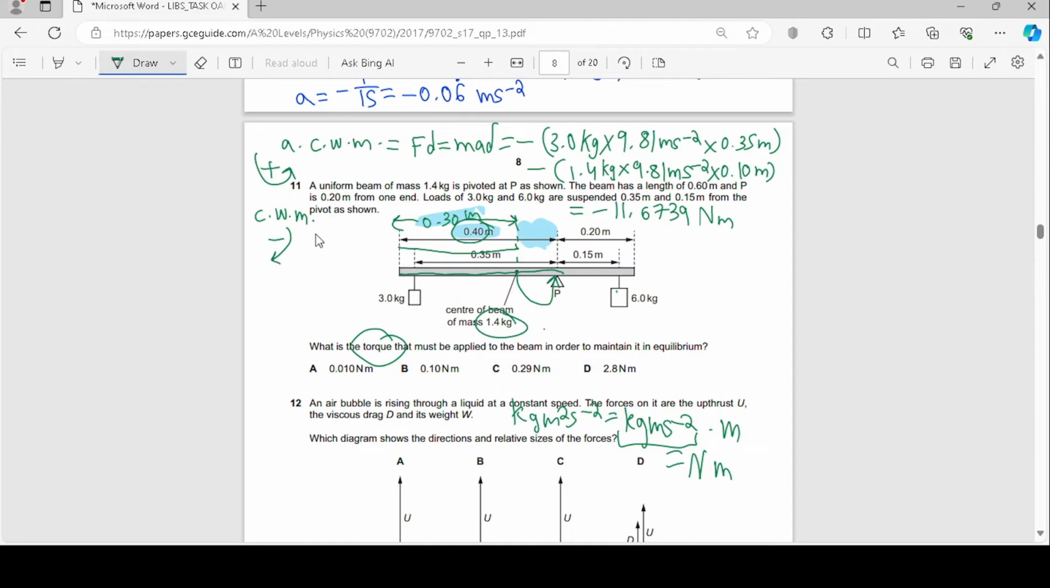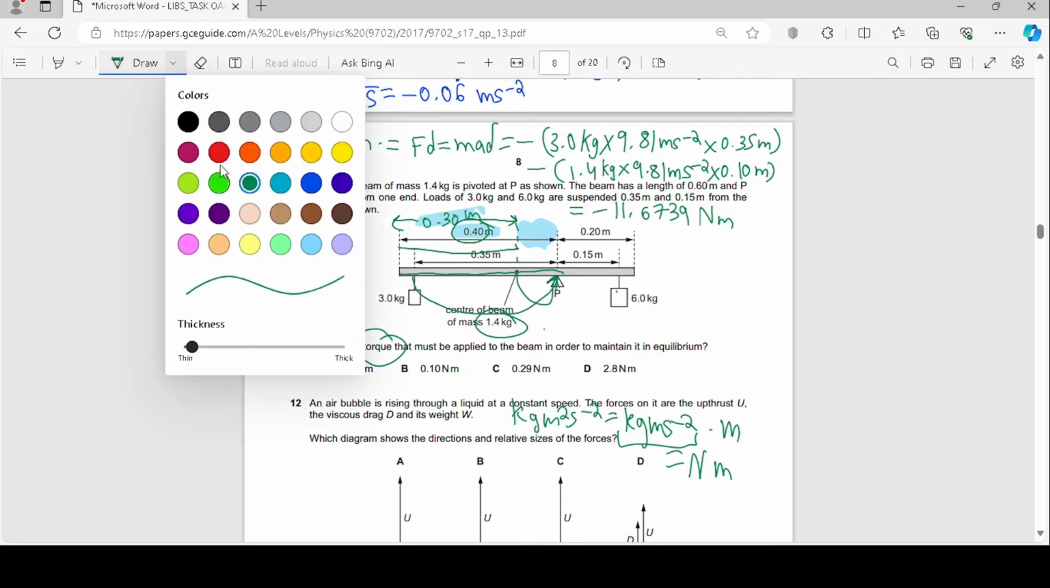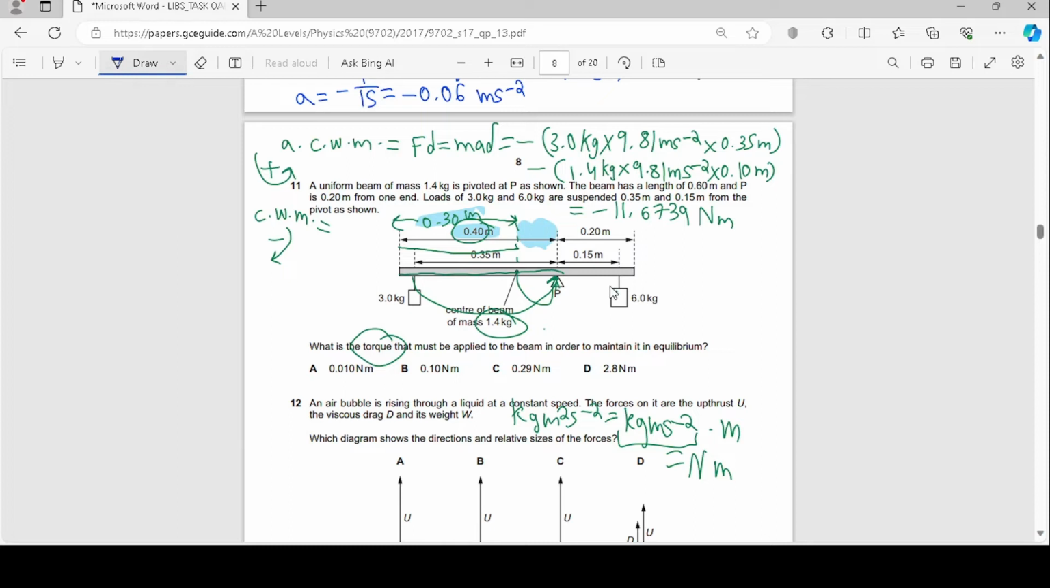As for my clockwise moment, let me draw the arrows again. Now that I've already considered the left side of the diagram, I'm going to consider the right side. There I have 6.0 kilograms, that's my clockwise moment about P. For a second I was wondering if I should have considered 0.40, but no, this is starting from here. Anyways, so firstly that's going to be mg, right? So then this is going to be plus.